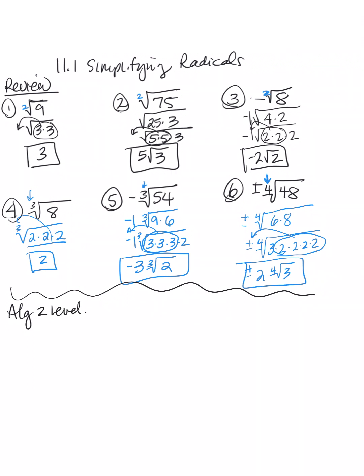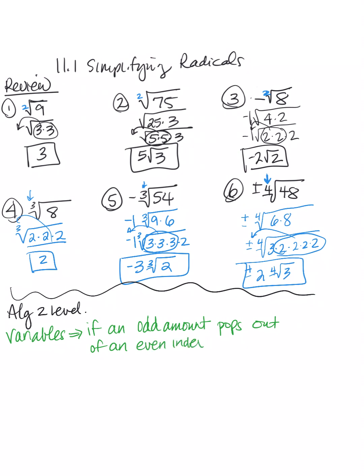All right, here's the new piece of information that you may or may not have seen before. When you have variables under the radical, there's a rule you need to follow, and it says if an odd amount pops out of an even index, use absolute value. All right, now I'm going to break this down for you and I'll demonstrate it a few times for you as well.